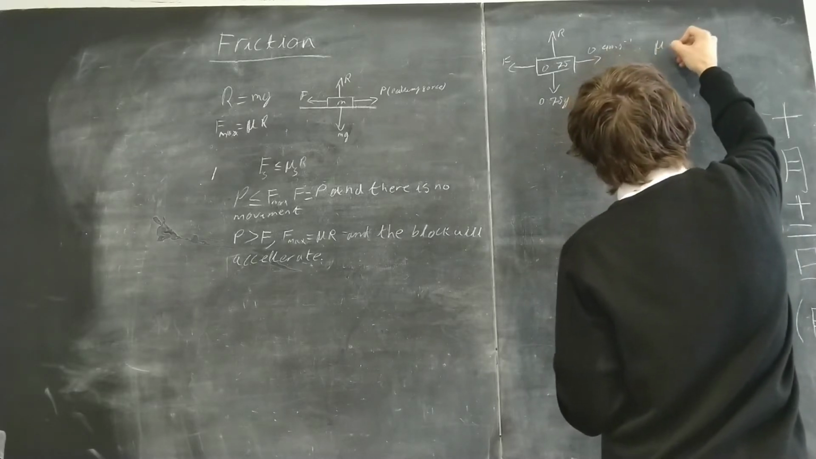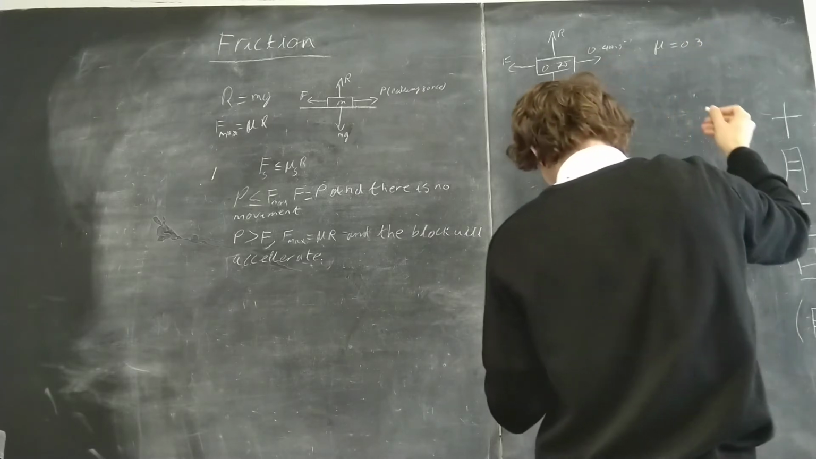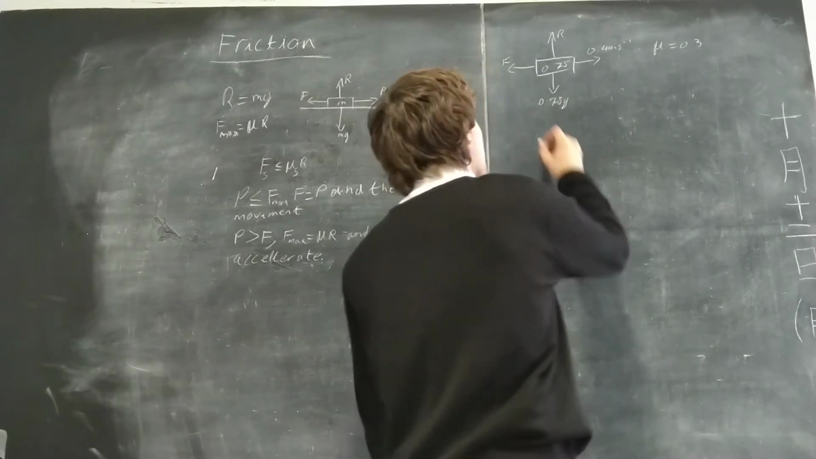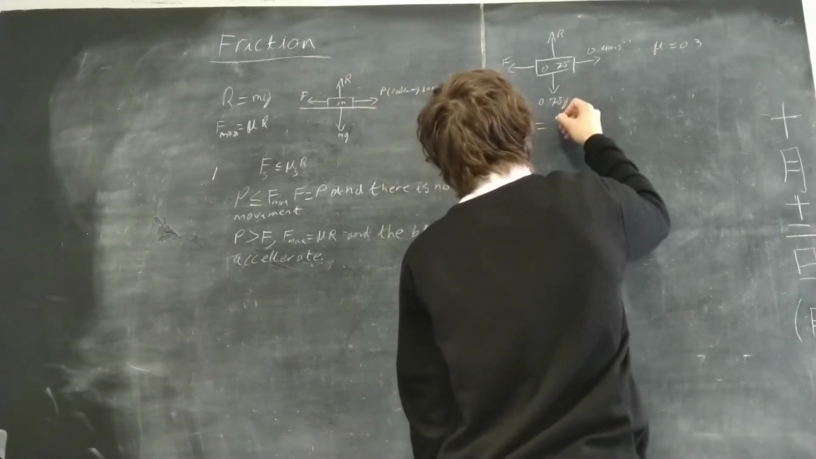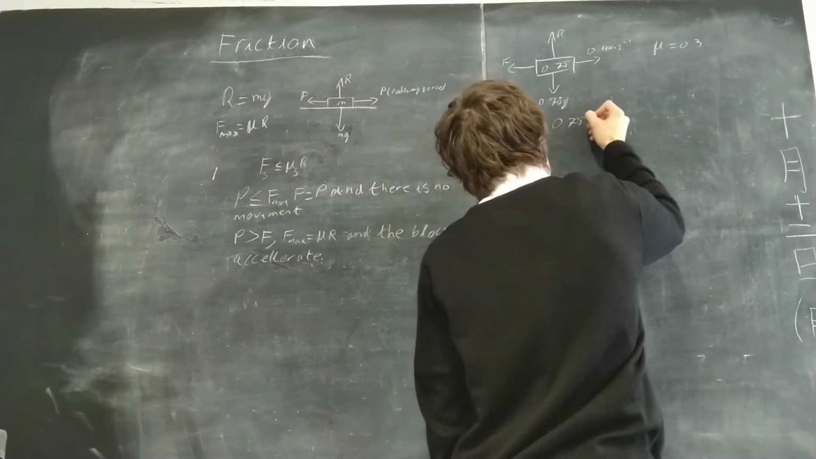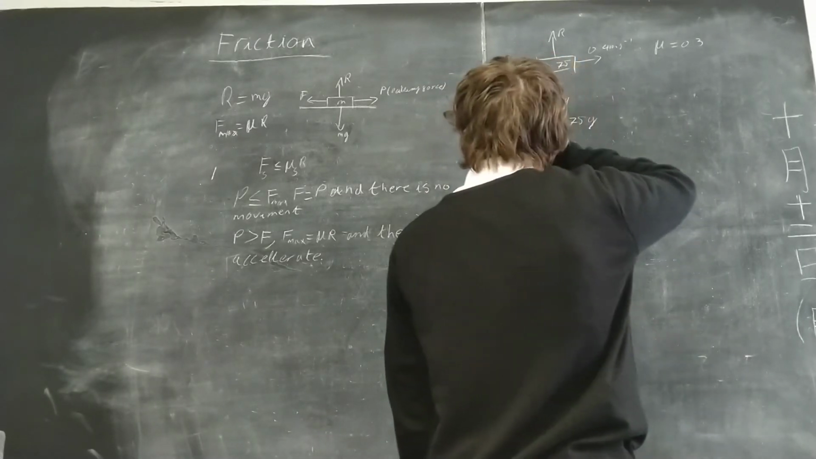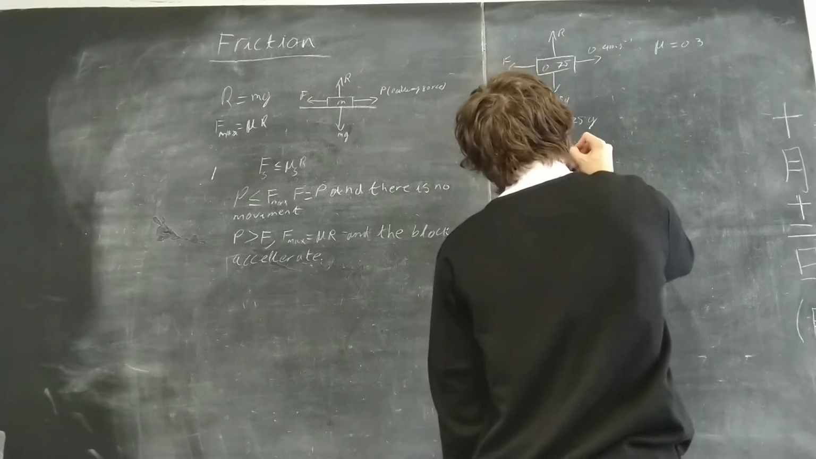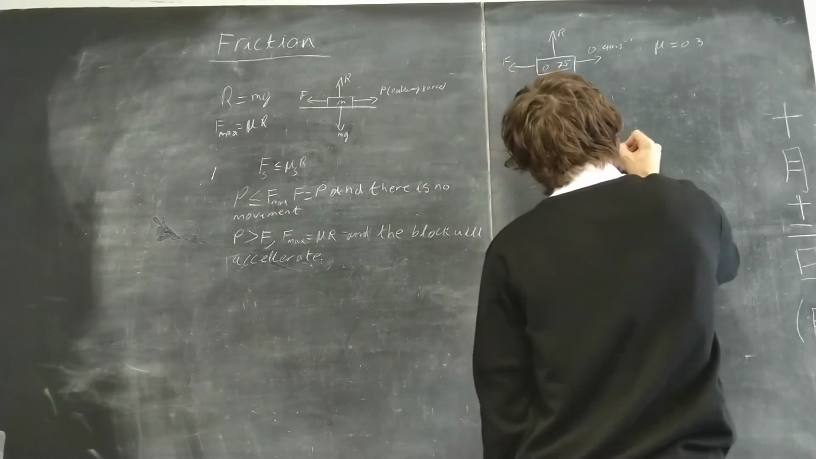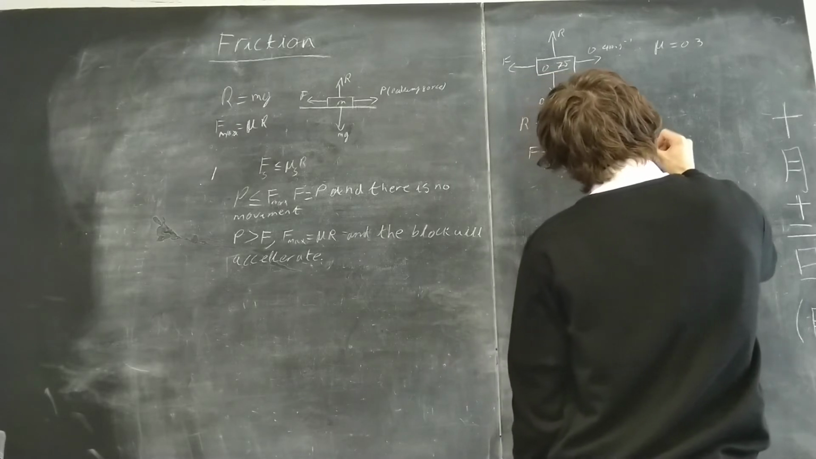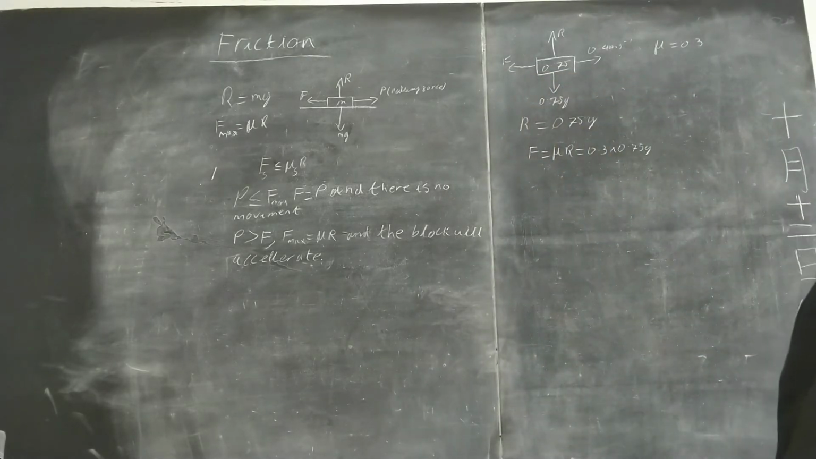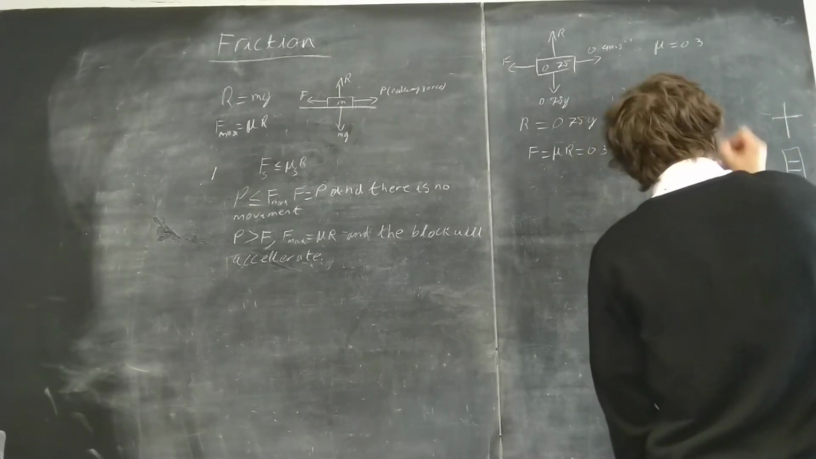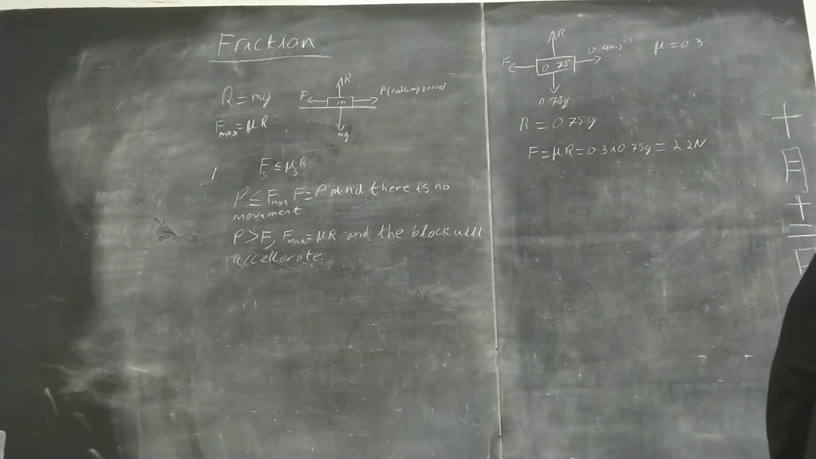Mu equals 0.3. Okay, so that's what we've got for this question. First things first, we find R, which is equal to mg, so 0.75 g. F is equal to mu R, 0.3 times 0.75 g, and this is equal to 2.2 newtons for the frictional force.